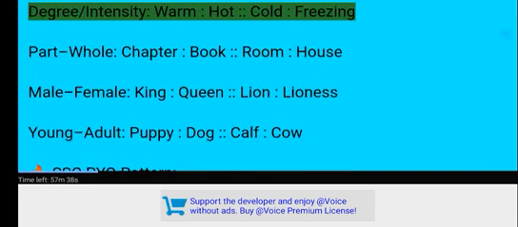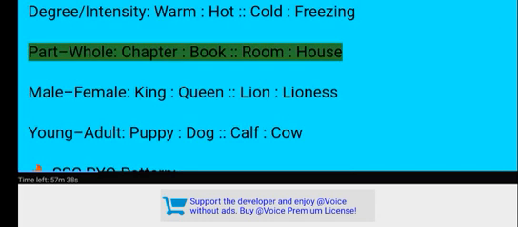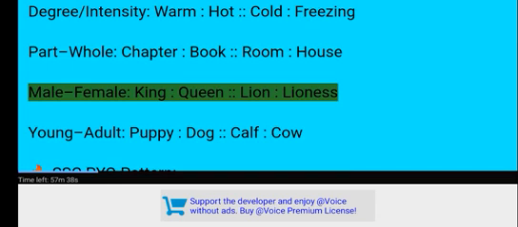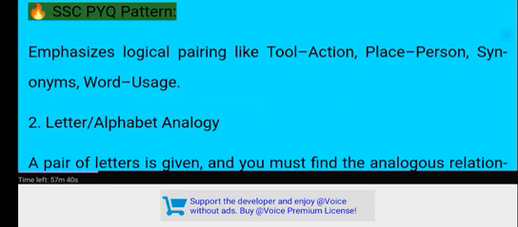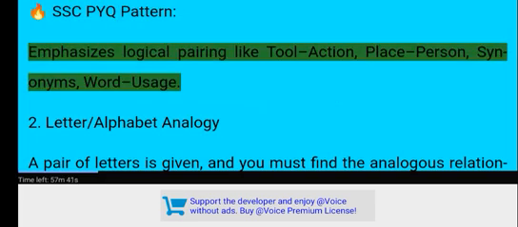Degree or intensity: warm-hot, cold-freezing. Part and whole: chapter-book, room-house. Male and female: king-queen, lion-lioness. Young and adult: puppy-dog, calf-cow. SSC PYQ pattern emphasizes logical pairing like tool-action, place-person, synonyms, word usage.